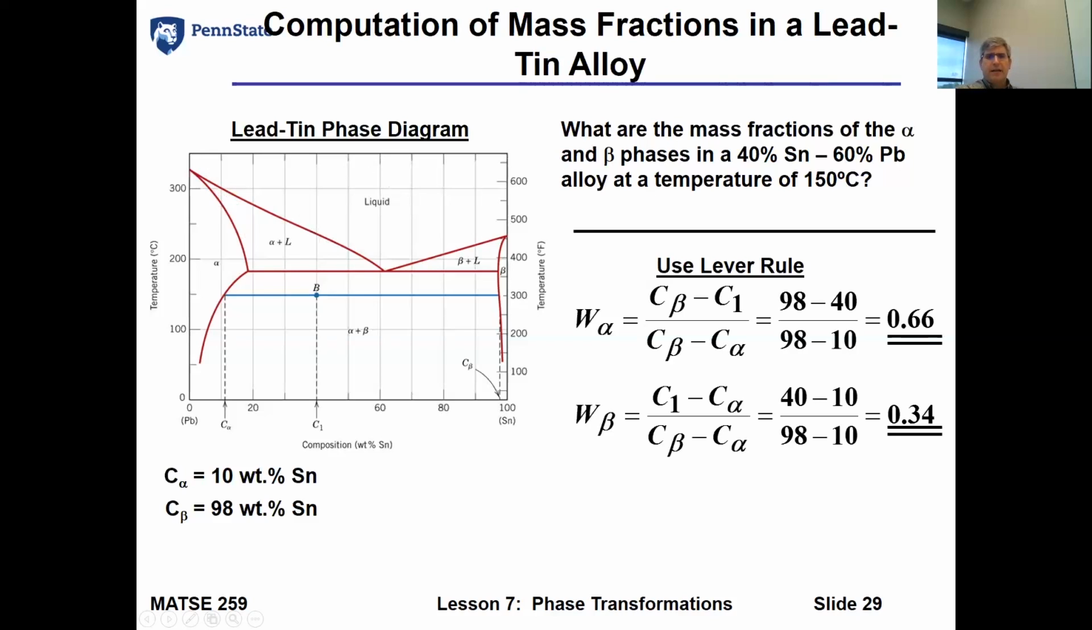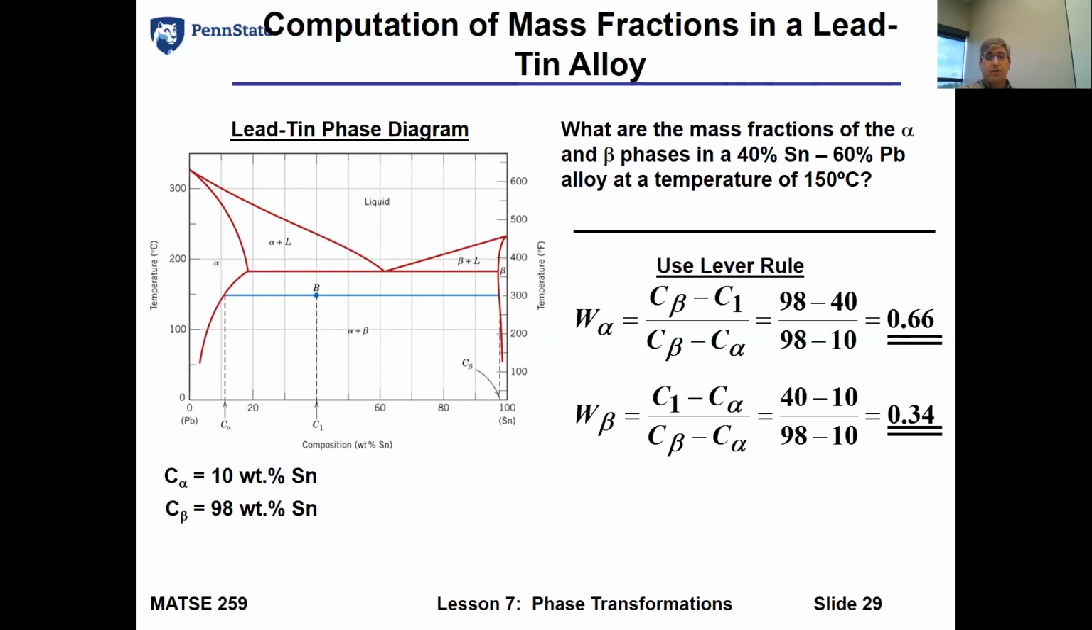So if we take a look at this, we want to find the mass fractions of the alpha and beta phases in a 40 tin 60 lead alloy at a temperature of 150 degrees C. If you get a question like that, the first thing you do is go to your phase diagram and say, okay, I want 40 tin. Composition of tin in weight percent goes here, so that's my composition. I'm going to go to 150 degrees C, so I put a point there. Then I look at where I am. I'm in a two-phase region, the alpha plus beta region.